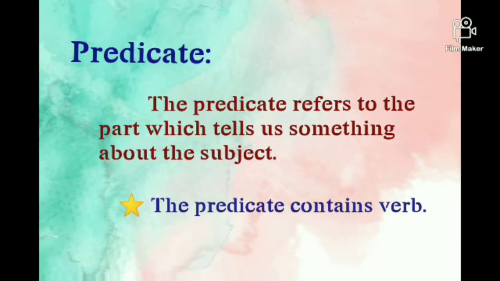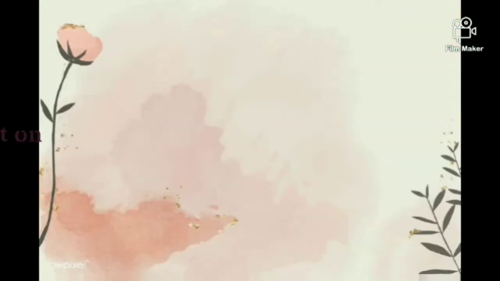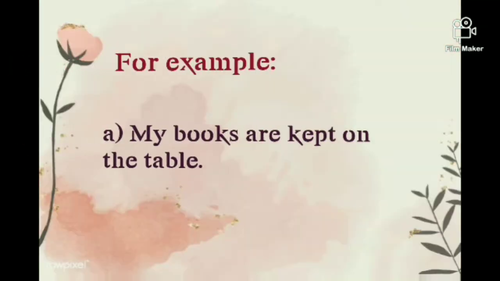Predicate. The predicate refers to the part which tells us something about the subject. The predicate contains a verb. Let us learn it more clearly with an example. My books are kept on the table. So children, shall we read the sentence once again together? My books are kept on the table.